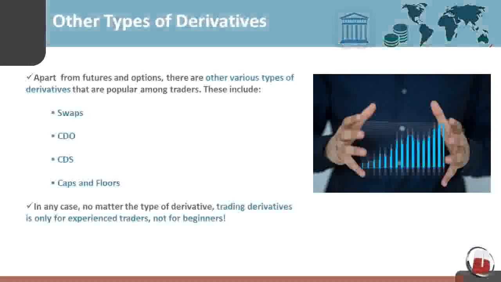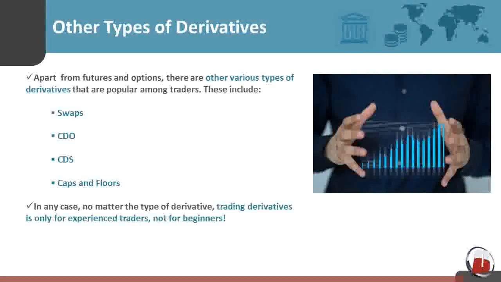Other types of derivatives. Apart from futures and options, there are other various types of derivatives that are popular among traders. These include swaps, CDO, collateralized debt obligation, CDS, credit default swaps, caps and floors. For more information on these, please check our manuals. In any case, no matter the type of derivative, trading derivatives is only for experienced traders, not for beginners.